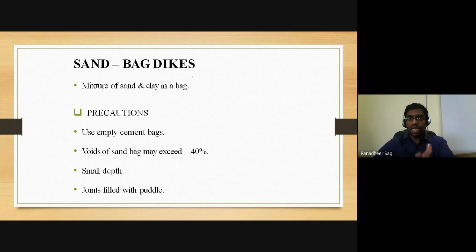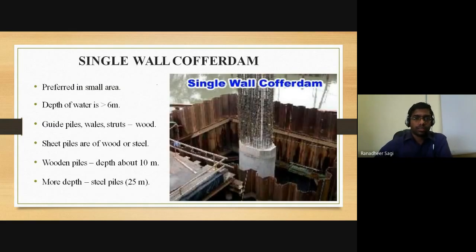However, as the sand and clay mixture would sometimes also allow water to flow through interconnected void paths, those interconnected void paths, the joints through which seepage is happening, can be arrested by making use of puddle material. However, this kind of sandbag dike construction can be used only over relatively smaller depths, not for larger depths.